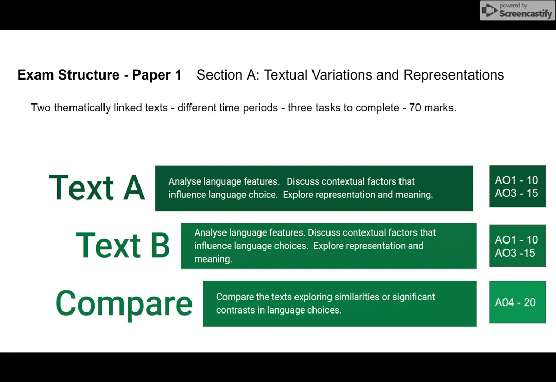So they look at text A, look at the language features, discuss the contextual factors that influence language choices, and explore how the topic, the audience, and the writer are being represented and what the text means. And that carries 25 marks, 10 marks for AO1, detailing the language features, and AO3, exploring the contextual factors. Exactly the same happens for text B, and so I don't need to go over that. The final task is to compare those 2 texts and look at the similarities or significant contrasts, so the students can pick up 20 marks for doing that comparison well.